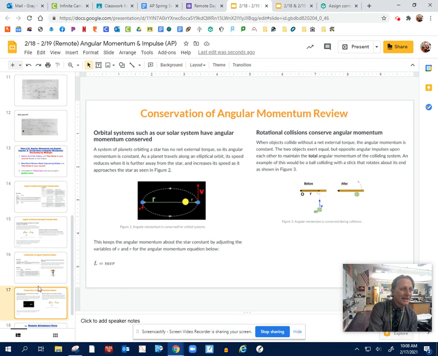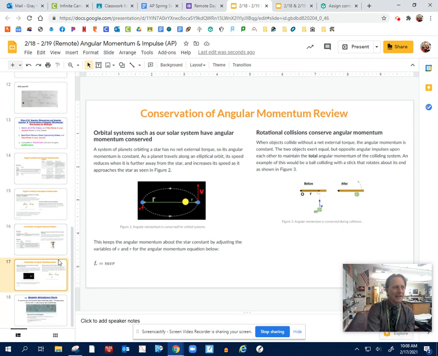So anyway, that's it. Once you get the lesson down, go ahead and jump into those exercises, work through the exercises, and that'll be our lesson on angular momentum and impulse and conservation of angular momentum.